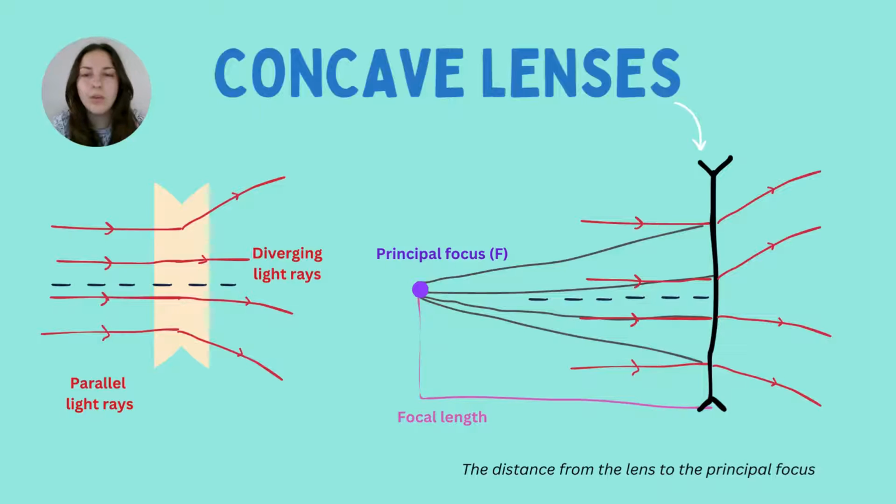We've drawn those in, but often we wouldn't be able to say that's exactly where it is. This is more of a prediction, but we can definitely use this to determine the focal length. And like I say, the focal length will become important later on. It's just the distance from the principal focus F to the middle of that lens.